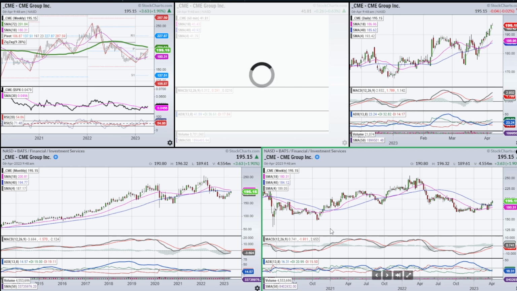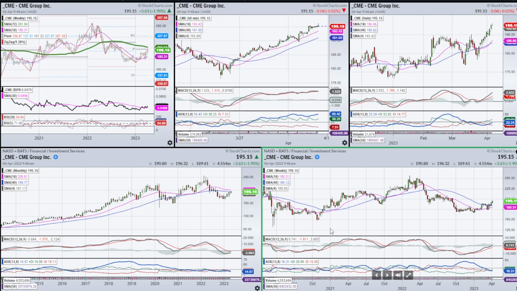Okay, CME, the biggest problem I've got with this is a lot of resistance. So we've already made a decent little run here. This has already gone from what, 178 all the way up to 195. It's pretty overbought. Look at all those days up in a row. And now we're getting a lot closer to the 18-month line, which is declining. So I think that area up there closer to 200 is going to be a problem. I don't expect this to turn into a monster mover and break out or anything like that.